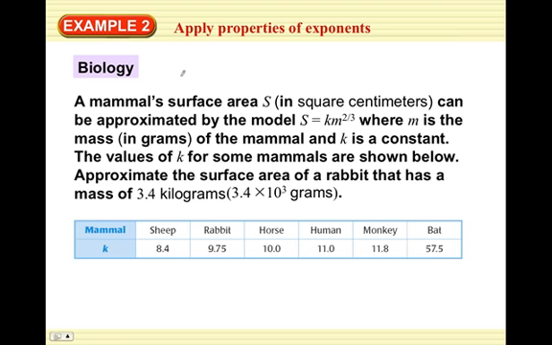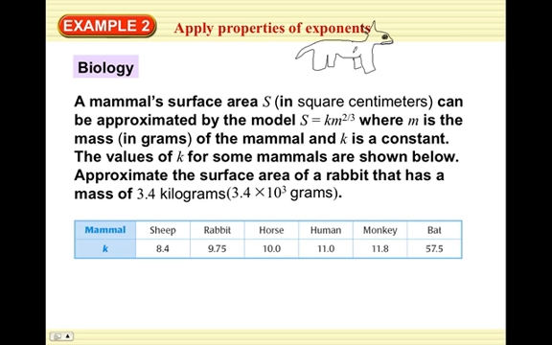All right, example 2. Let's use these properties inside of a word problem here. So it says a mammal's surface area in square centimeters. Now, if you all know what surface area is, if I draw you an animal, okay, there you go. I'm a pretty good animal drawer. I used to be an artist. That's pretty good. Okay.